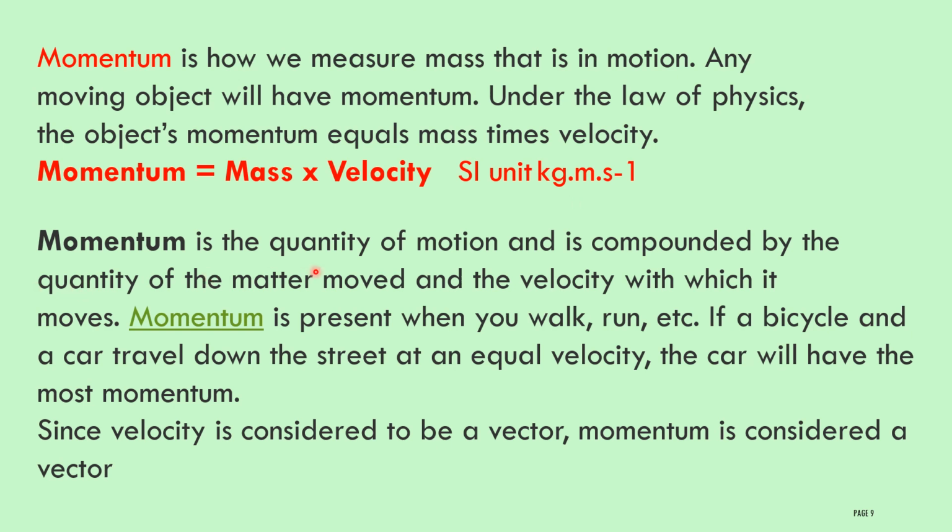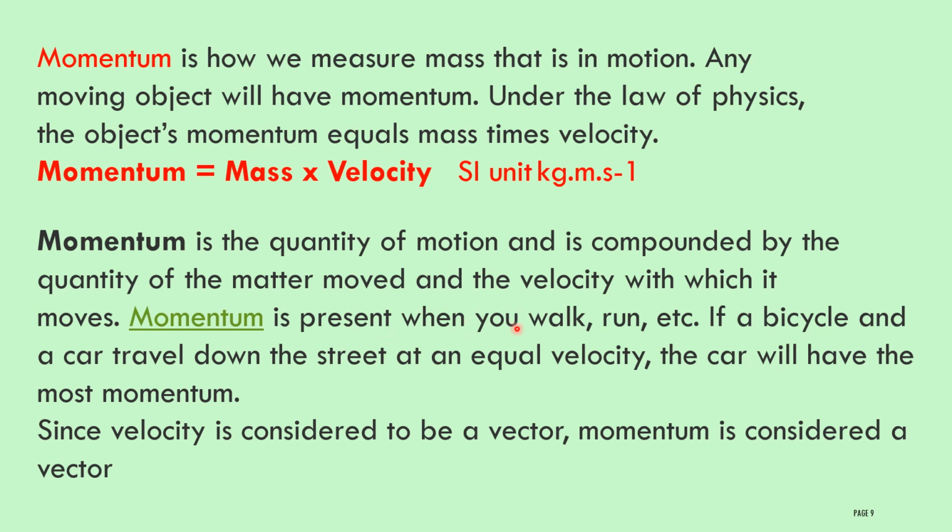Momentum is the quantity of motion, compounded by the quantity of matter moved and the velocity with which it moves. Momentum is a measurement of motion composed of the quantity of matter. Quantity of matter is nothing but the mass of the object moving with a certain velocity, and that is momentum. Quantity of motion is a measure of an object when it is in motion. That object has a certain mass and it is also moving with a certain velocity.